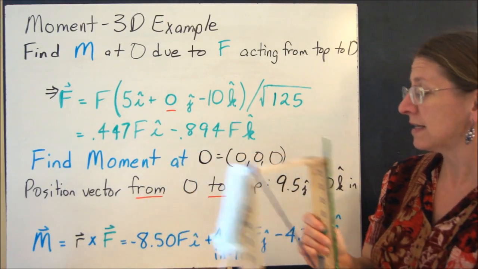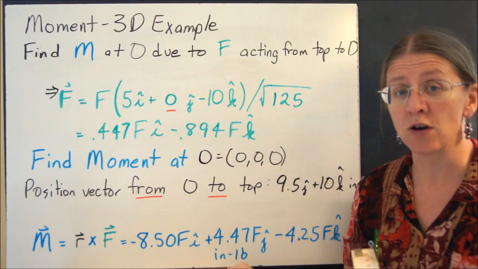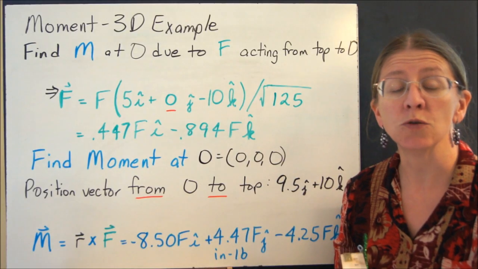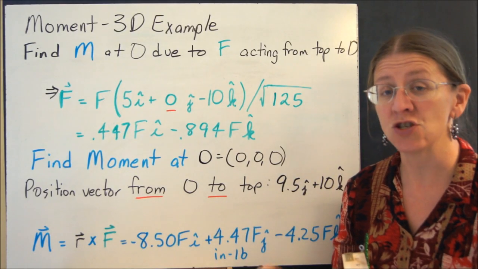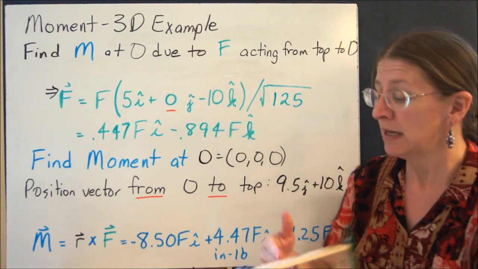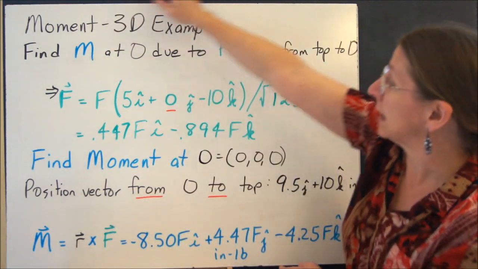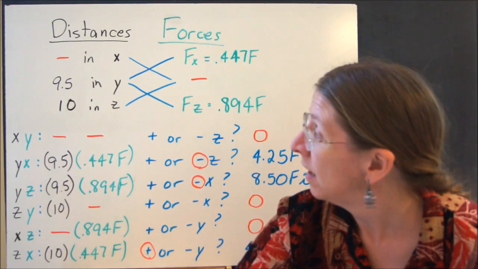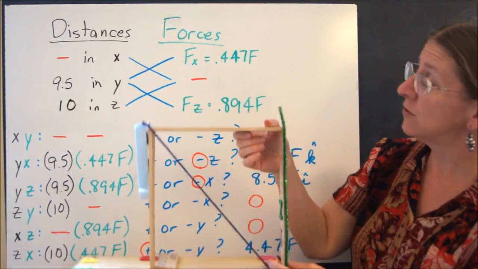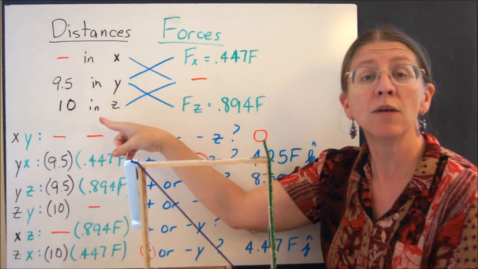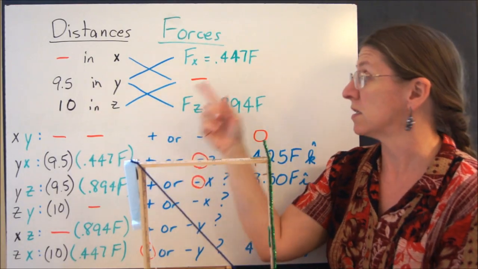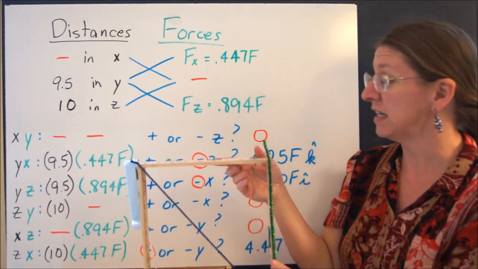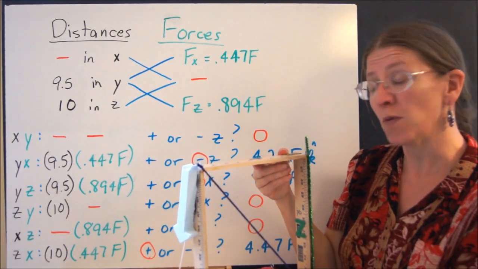So when I have this, yes, of course, you could take the cross product. But we're getting really into an area where, in fact, it's just as easy to do the scalar method. So what does that look like? Here are my distances. Now I only have 2 distances this time. I have 1 in y and I have 1 in z. I only have 2 forces. I have 1 in x and 1 in z.